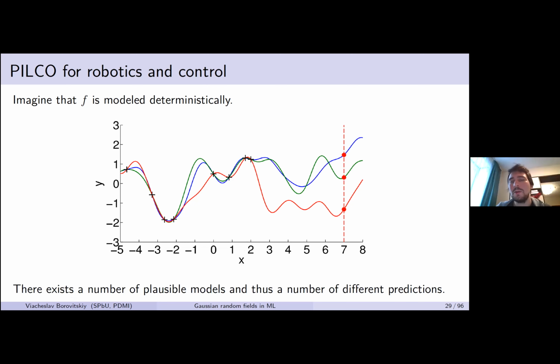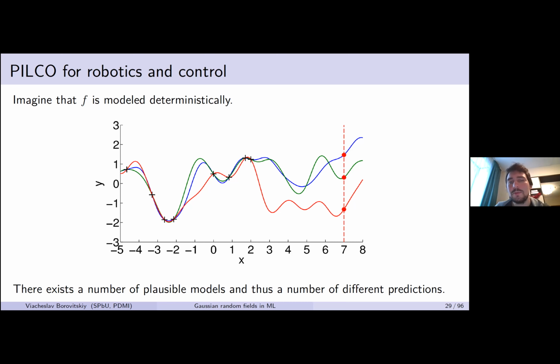But then we could have started with another model that interpolates these plus signs just as well and predict completely different things at this same location. So when the data is rather small, there exists a number of plausible models, and we don't know which one to use.